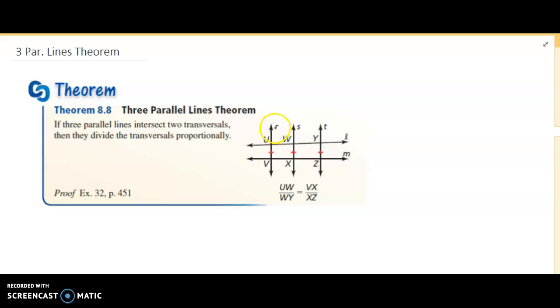We have one last theorem to cover here, and then we'll do an example problem, and then we'll be done with section 8.4 and done with chapter 8 completely. It's the three parallel lines theorem. It says, if three parallel lines intersect two transversals, then they divide the transversals proportionally. So if this length here is A, this length here is B, this length here is C, and this length here is D, I could say A over B equals C over D.